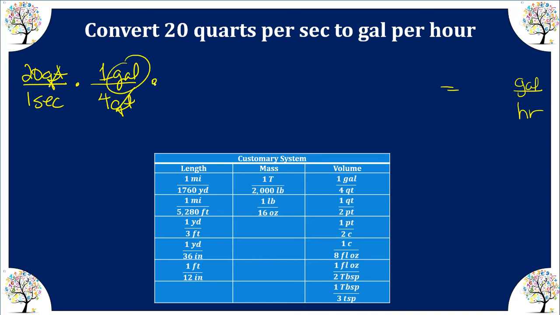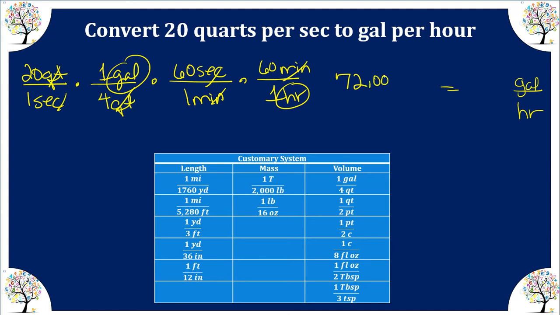Now, seconds to hours, again, easy peasy. 60 seconds is 1 minute, and 60 minutes is 1 hour. Again, bam, we got it. Gallons per hour. Multiply straight across. 20 times 60 times 60, 72,000 over 4. So divide that by 4, and we get about 18,000 gallons per hour.